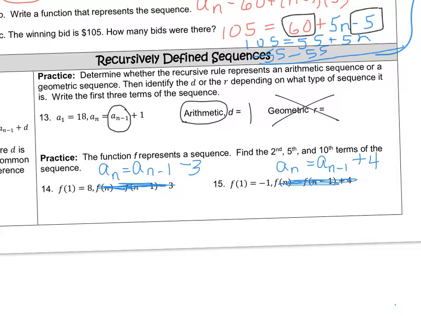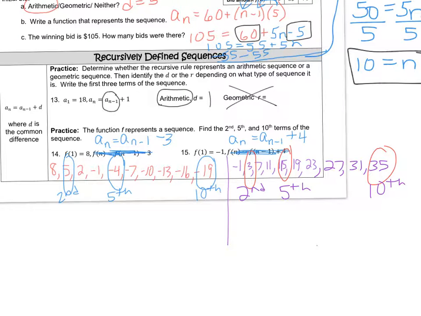So go ahead and pause your video and find the 2nd, 5th, and 10th term for each one of these, then turn the video back on for the answer. Okay, so on both of those I just followed the pattern and circled my 2nd, 5th, and 10th term.